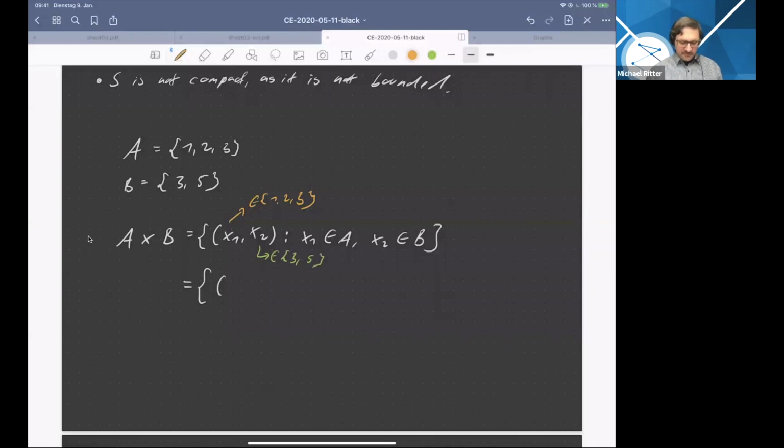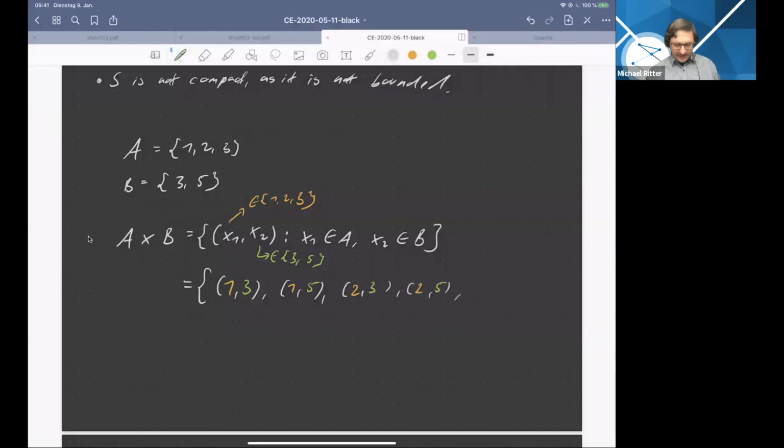Okay, so the set of all possible combinations, let's just start enumerating them. Start with the first coordinate 1. Then for the second, we could do either 3 or 5. So let's start with 3 and then do 5 next. Like this. So that's all possibilities with 1 as the first coordinate. Then of course, you could also choose 2 as the first coordinate. And again, for the second, we could choose either 3 or 5. So the tuples 2, 3 and 2, 5 are contained in the set.